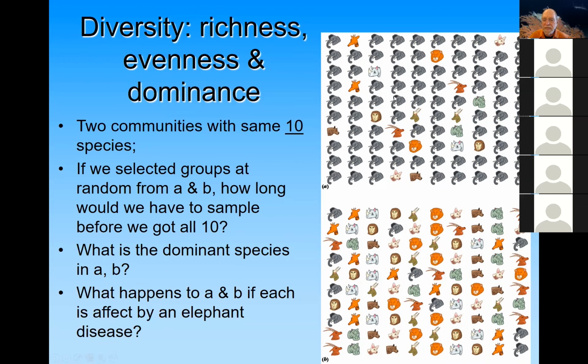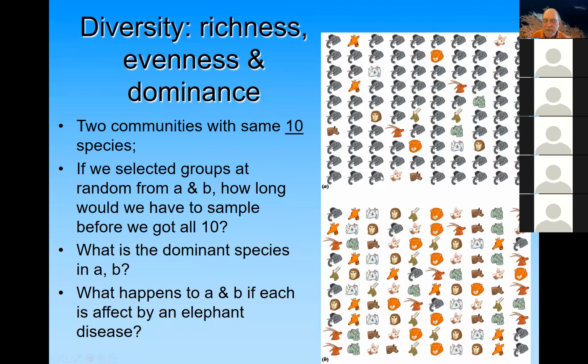So community one is clearly dominated by elephants. This is hypothetical, of course. You're not going to have a community dominated by elephants, but for the purposes of illustration, that's what we're showing here. If you were sampling this population and you took random samples of, say, 5 individuals from this group of 100 individuals, how many samples would you have to take before you had found all of the existing species that can occur in this community?